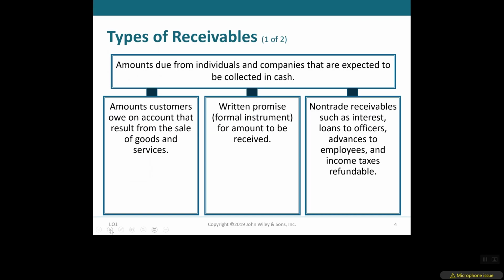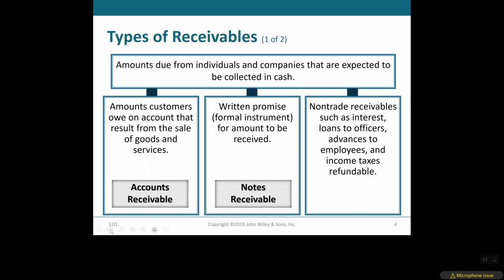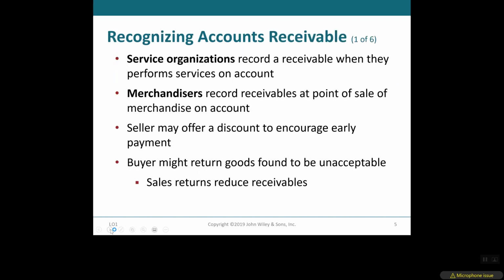All right, we have three major types of receivables. We have accounts receivable, notes receivable, and other receivables. Accounts receivable is due to the buying and selling of goods and services. Notes receivable is a written promise, a formal instrument for an amount that is going to be received. And the non-trade receivables are receivables such as interest receivables, loans to officers, advances to employees, and income tax refundables.